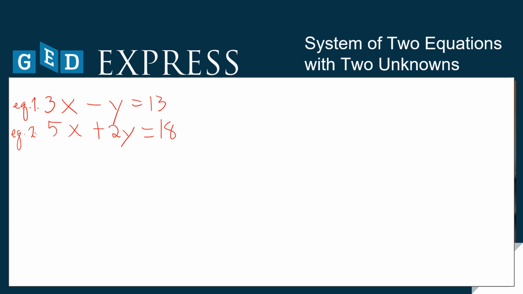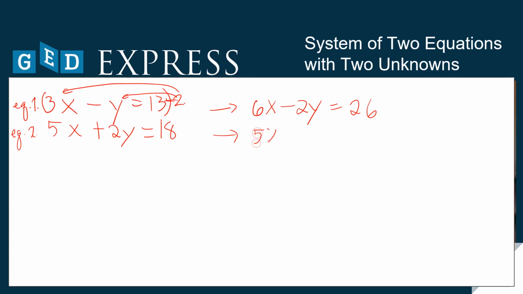And to make them the same, I need to multiply equation 1 by 2. So let's multiply the first equation by 2. 2 times 3x, 6x. 2 times minus y, minus 2y. 2 times 13 equals 26. Then copy the second equation. 5x plus 2y equals 18. Now, the next step that I will do is add the equations.